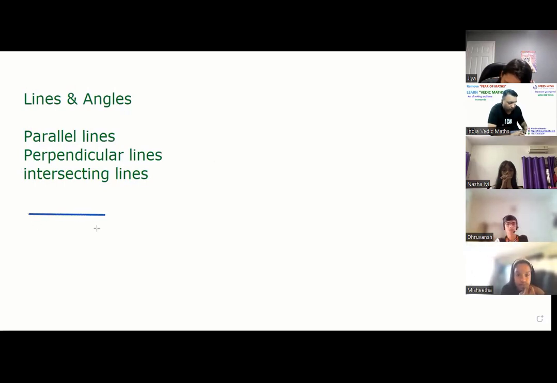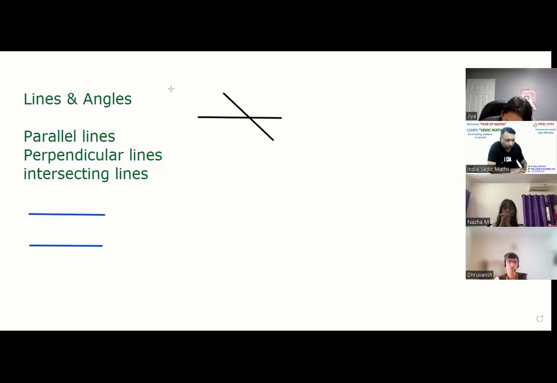Sir, parallel lines means they do not meet. Okay. And sir, perpendicular means 90 degree and intersect means they meet. Very good, Mayank. I know you are very active and that's nice, but I asked this question to Mishita. That's nice. You know that.